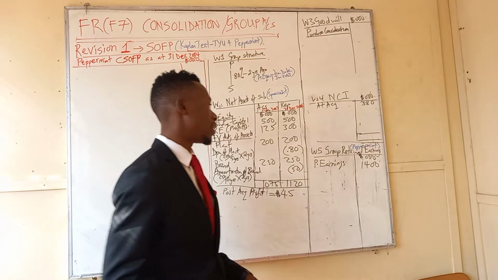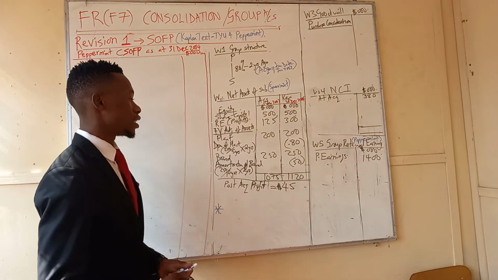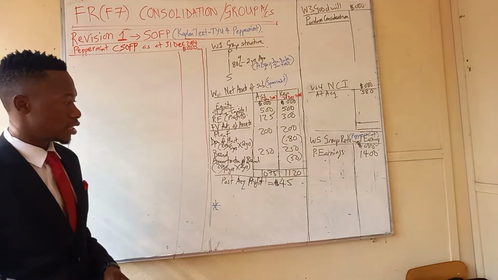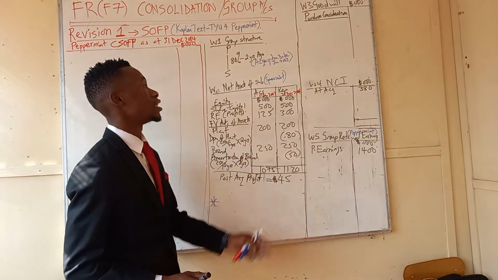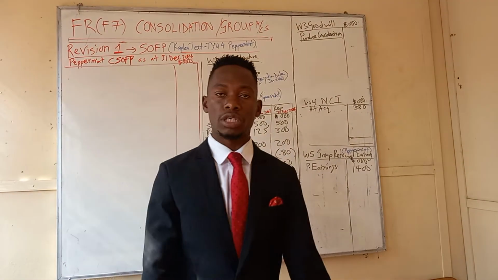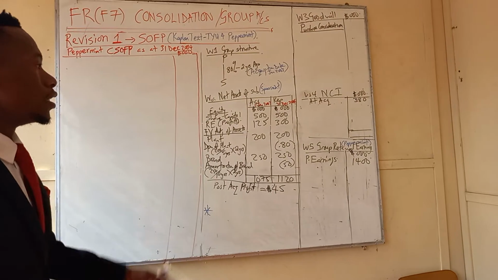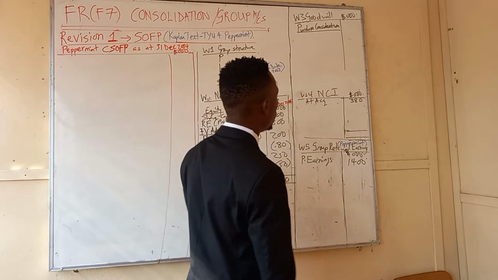So if you are the parent and you invested 80%, that means you get 80%. So we are going to give 80% of this amount to the parent. The remainder will be recorded to the NCI, the non-controlling interest. Then we move on to the goodwill, W3.